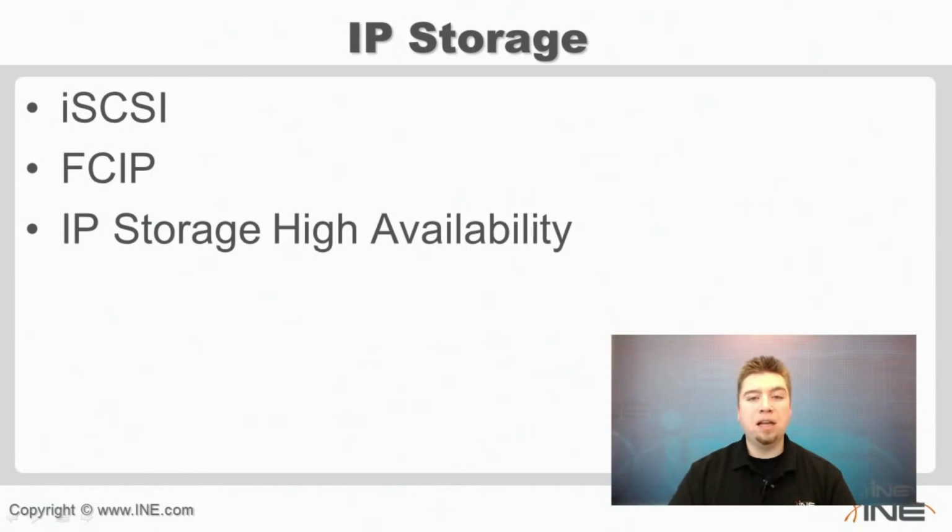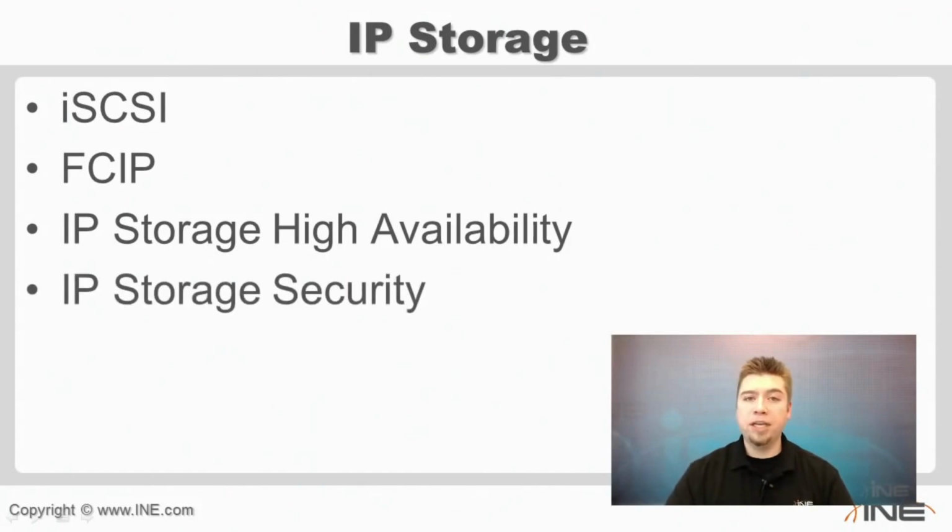Most of this is going to be fairly self-explanatory if you already understand basic high availability from a LAN-WAN point of view, like how we use the first hop redundancy protocols when we're dealing with FCIP, and also storage security, which again is going to be self-explanatory if you understand how basic layer 2, layer 3 LAN or WAN security works.